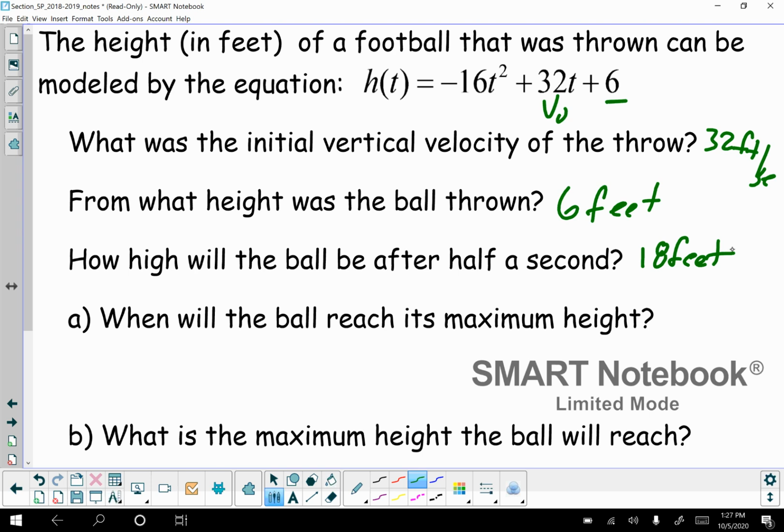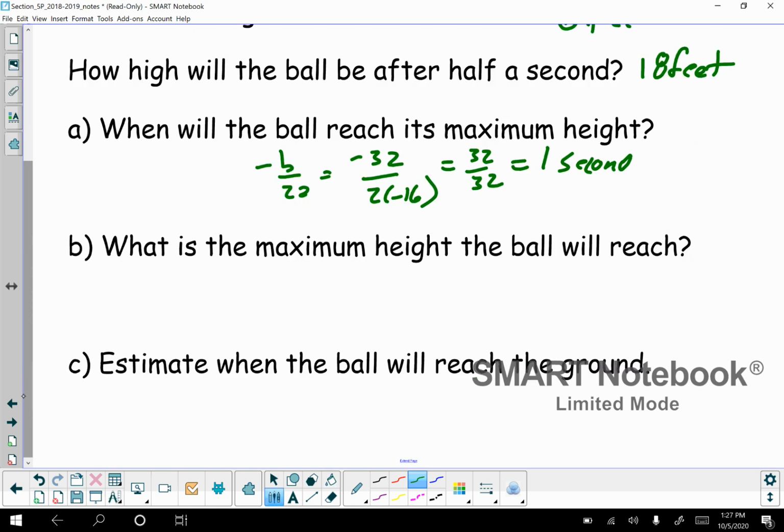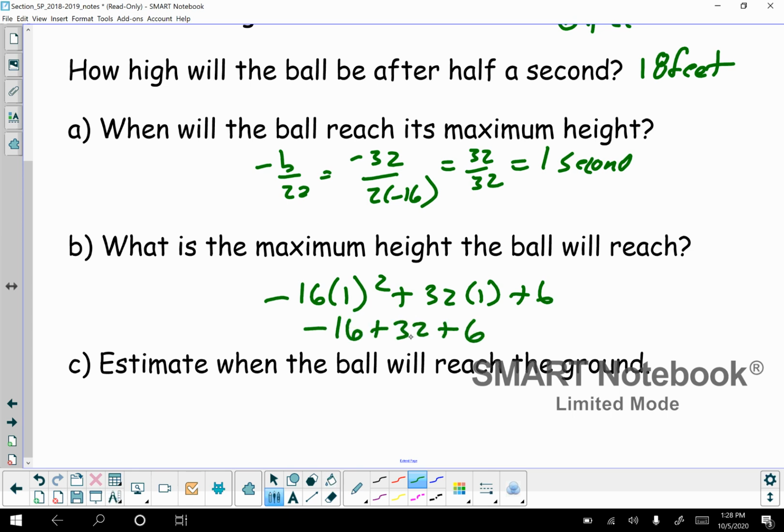When will the ball reach its maximum height? Well, we're going to use negative b over 2a. So I get negative 32 over 2 times negative 16. So that gives me 32 over 32. So at 1 second after he launches the ball, it'll be at its maximum height. And estimate, what is the ball's maximum height? Negative 16 times 1 squared plus 32 times 1 plus 6. So that's going to give me negative 16 plus 32 plus 6. So that's 16 plus 6. So it's going to be 22 feet that it'll go above.